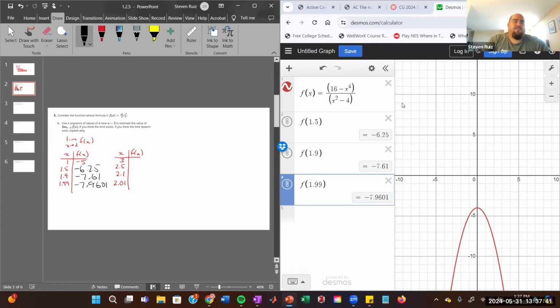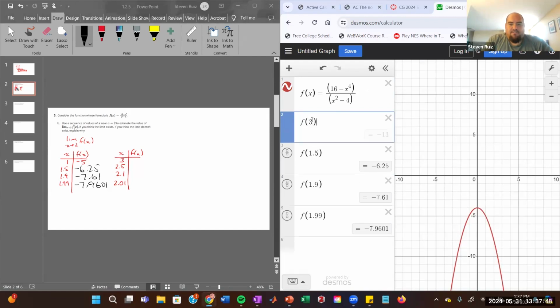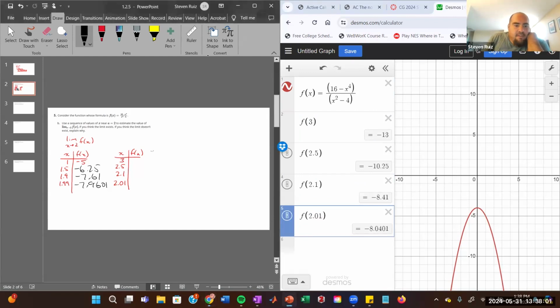So let's see if I get the same values on the other side here. So let me change my Desmos work. What's f of 3, f of 2.5, f of 2.1, and f of 2.01? So the values I get here are -13, -10.25, -8.41, and -8.0401.